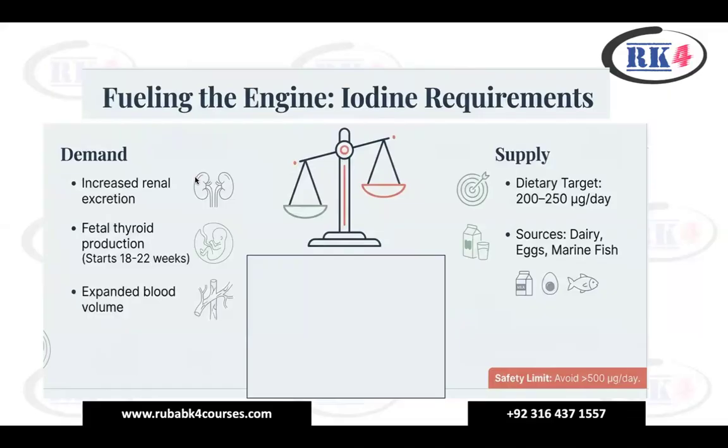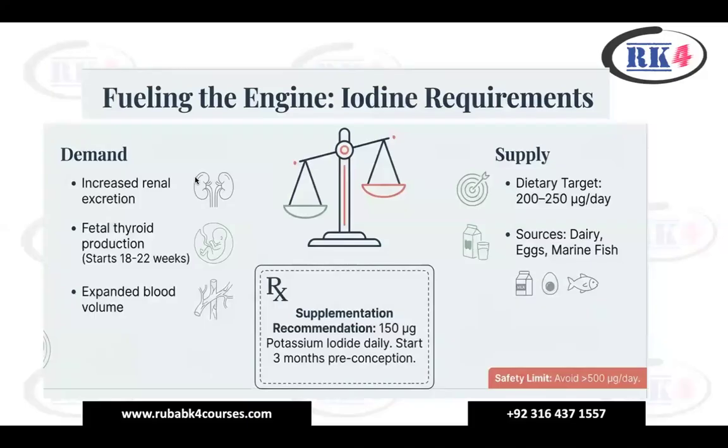So what does the Green-top Guideline recommend? It recommends giving supplementation of 150 micrograms potassium iodide daily. Ideally, this should be started 3 months before conception, especially in those women who are at increased risk of thyroid disorders. So supplementation is recommended. And this is a relatively new guideline, so you need to remember this recommendation.